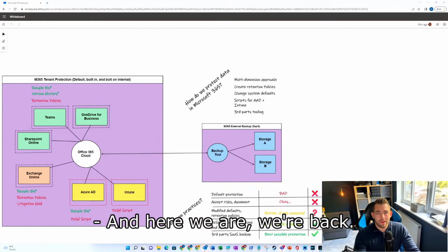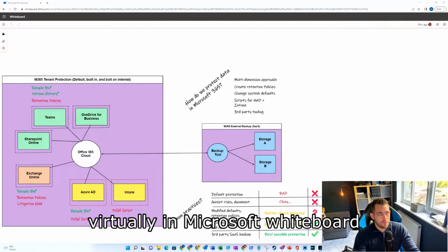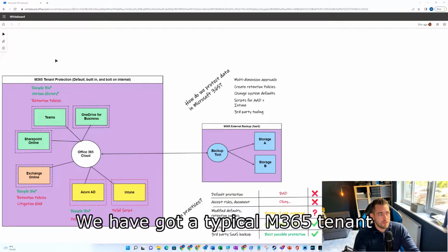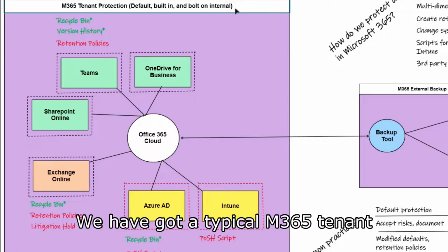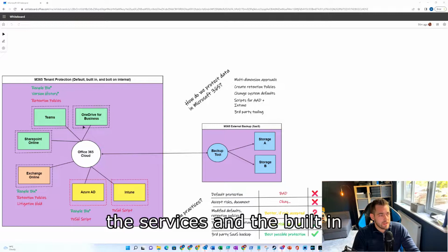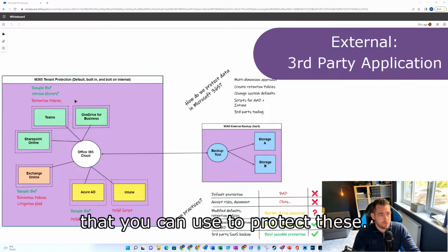And here we are, we're back. As I said, I have been at the crayons virtually in Microsoft Whiteboard, and we have ourselves a little diagram here. So what have we got? We have got a typical M365 tenant, your M365 tenant, on the left-hand side, the services and the built-in or bolt-on protection mechanisms that you can use to protect these.